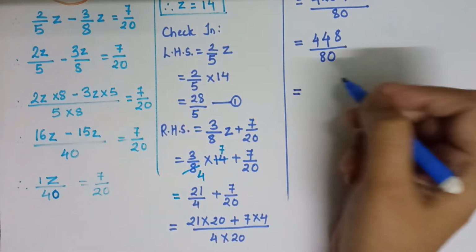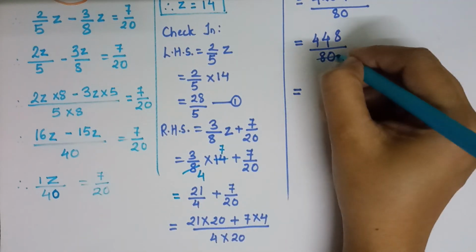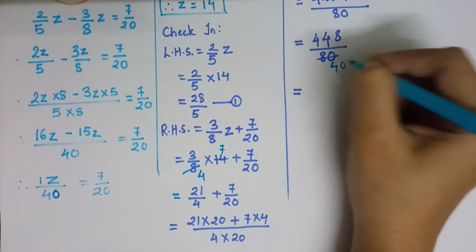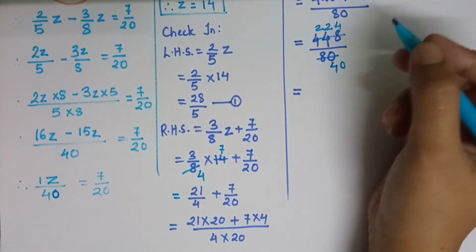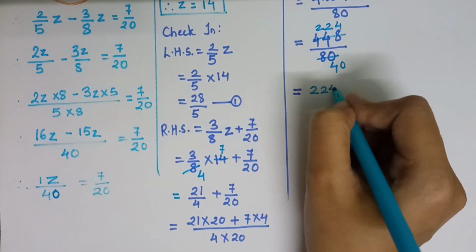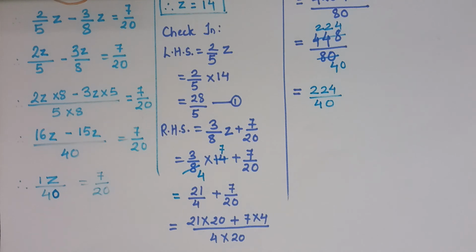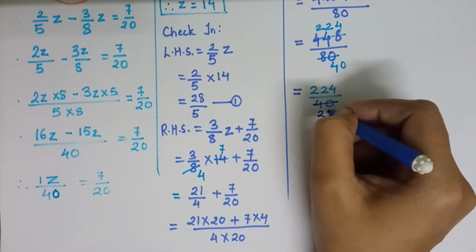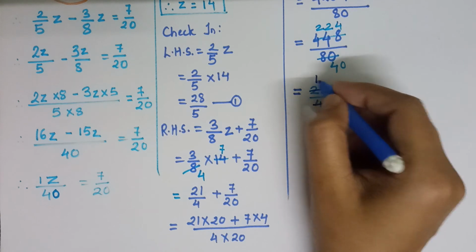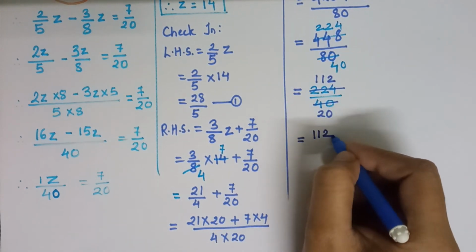Let us divide it by 2. If you divide it by 2, what answer will you get? 2 4s are 8, 0, 2 2s are 4, 2 2s are 4, 2 4s are 8, so 224 upon 40. Can I divide further? Yes. How? Again you can divide it by 2, not a problem. 2 2s are 4, 2 1s are 2, 2 1s are 2, 2 2s are 4. See, I'm telling you the simplest way.